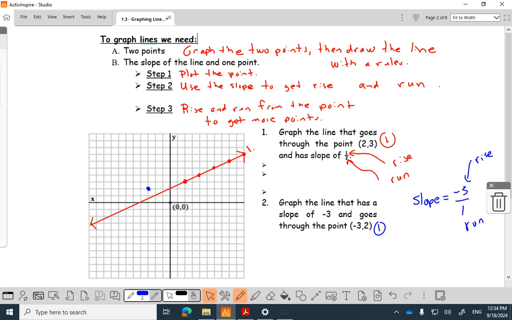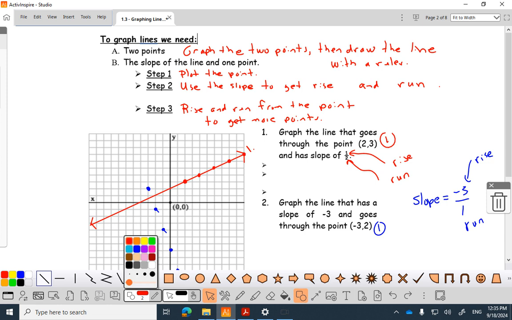All right, so I'm rising -3. What does rising -3 mean? Down. So from that point, I go down 3, run 1, down 3, run 1, down 3, run 1. Do I need all these points? Well, no. I suppose technically 3 would be enough. I like doing a lot of points, me personally, just to make sure I get the line in the exact right spots. And there's little pieces sticking out there, but those are not relevant.